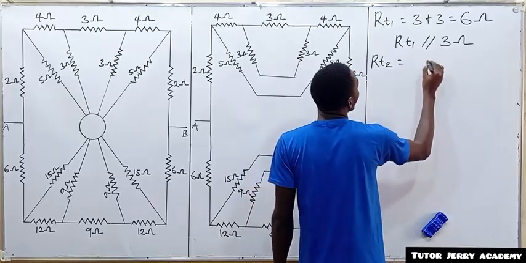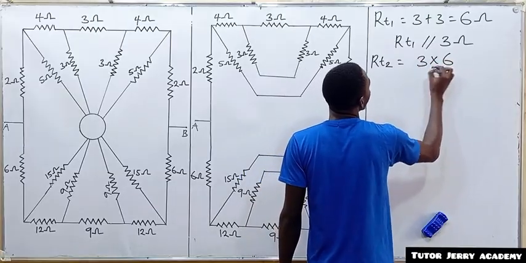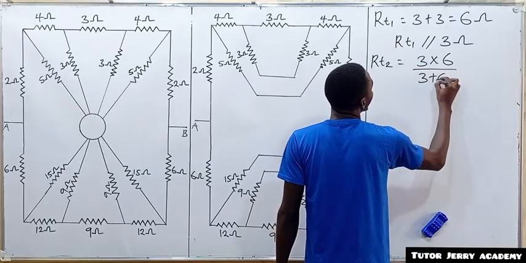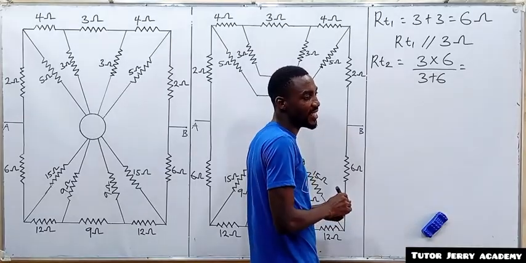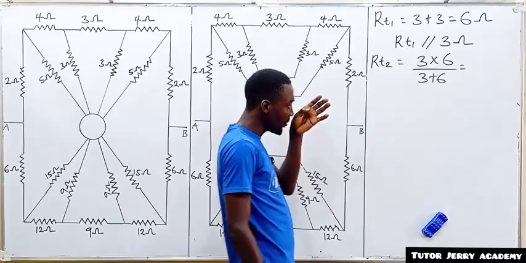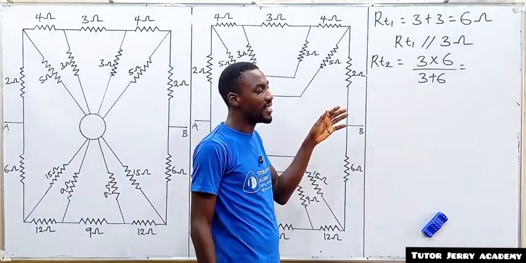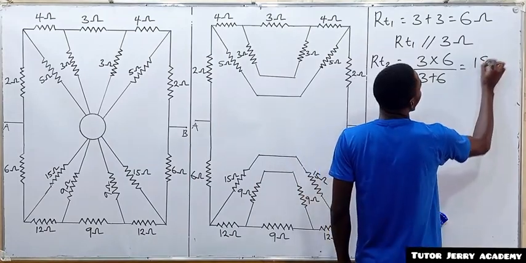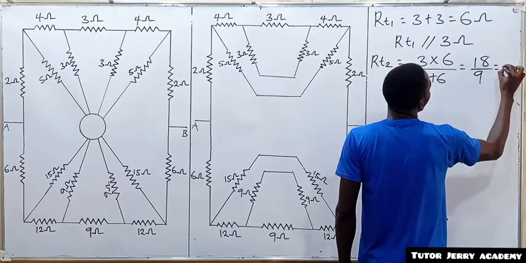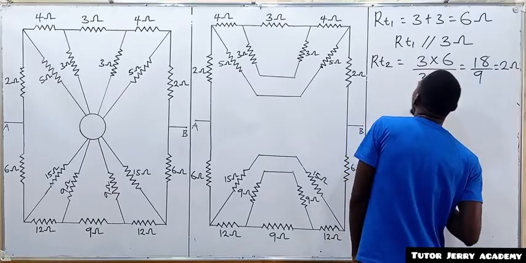So this is going to be 3 multiplied by 6 all over 3 plus 6. 3 times 6 is 18, and 3 plus 6 is 9. So we are going to have 18 divided by 9, and 18 divided by 9 is 2. So this is going to be 2 ohms.